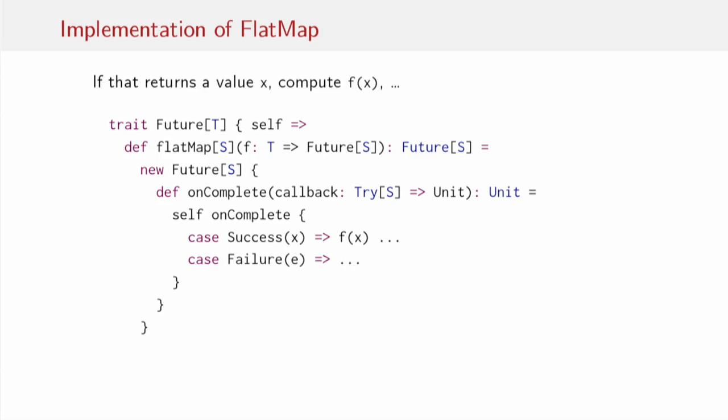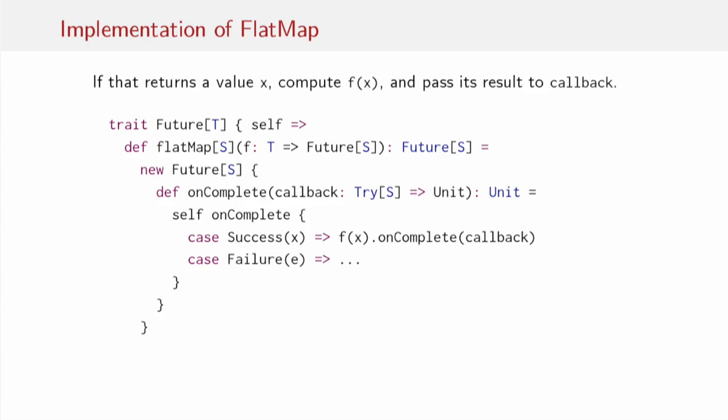Good. What do we need as a result type of onComplete? A Unit. So how do we go from a future of S to Unit? Well, we have to use callback. So let's try that and write f of x dot onComplete callback. So we compute the future f of x, call onComplete of it, and pass the result along to callback. There's really no other thing we could have done given the types we have in hand.